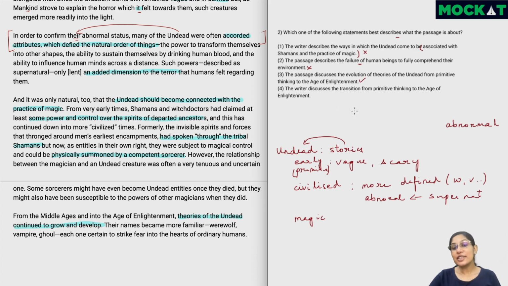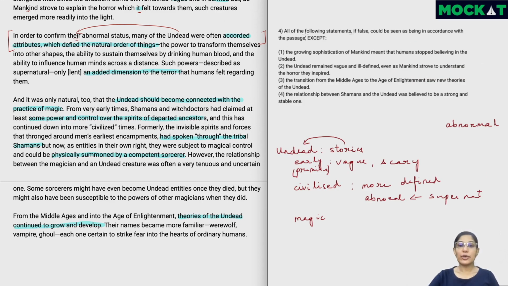The author describes the transition from primitive thinking to the Age of Enlightenment. Now, nothing wrong with this, but the theories of the undead, or the stories or characteristics about the undead itself, is missed. So anybody reading this option will not even know what the passage is about. So we can eliminate this and go for the third option over here.